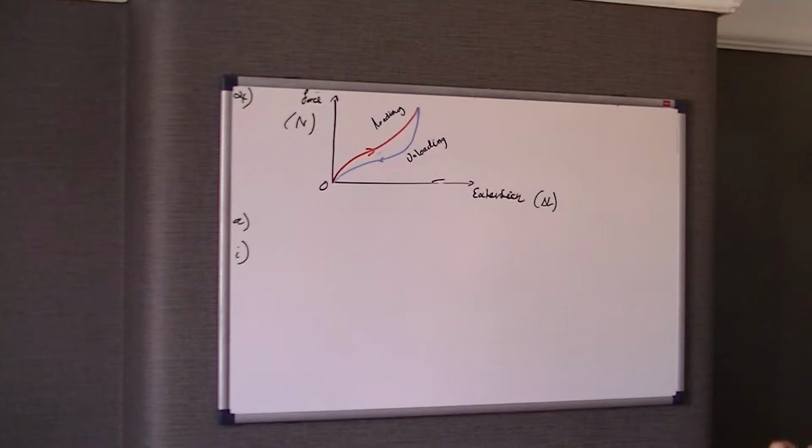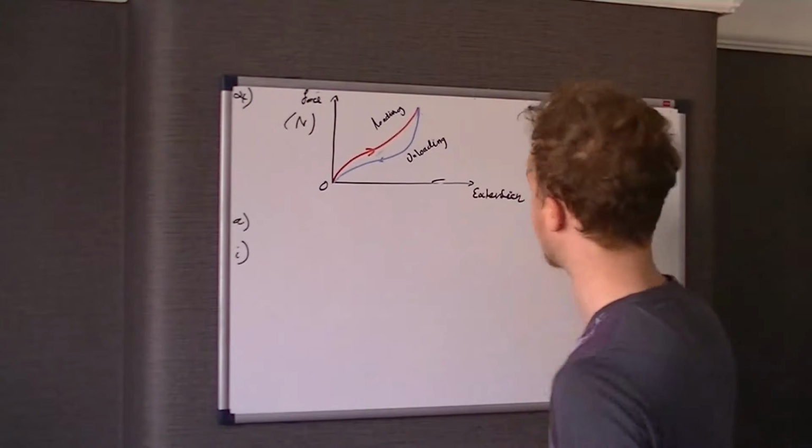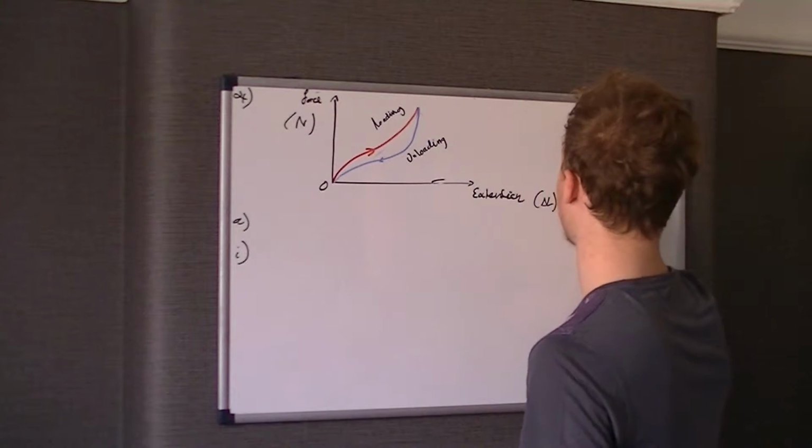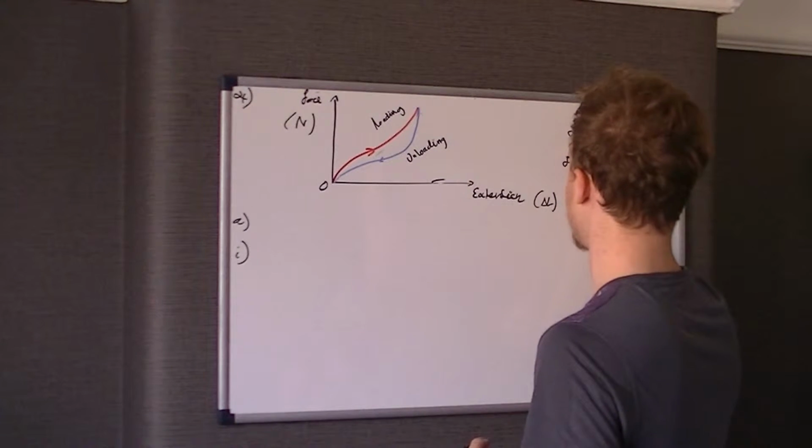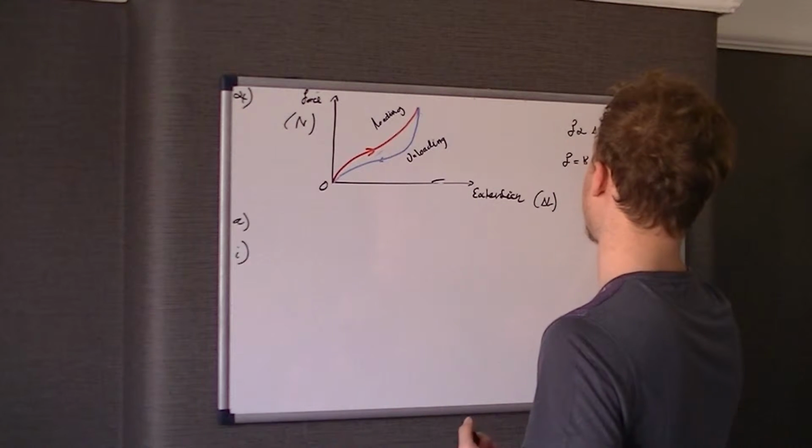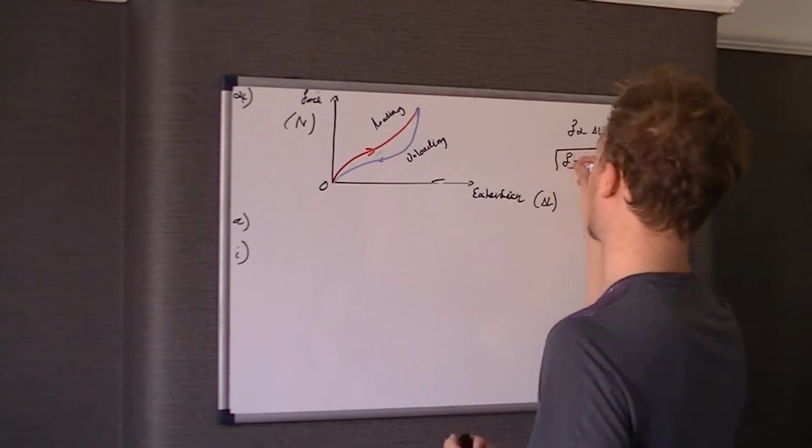Okay, so 4A part 1: give a reason why the graph shows the rubber cord does not obey Hooke's law. Well, just to recap, Hooke's law says that the force is directly proportional to the extension. Okay, so F equals K times delta L, where the constant of proportionality is the spring constant.